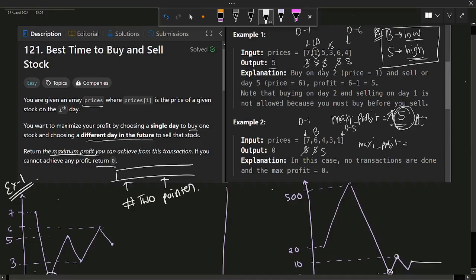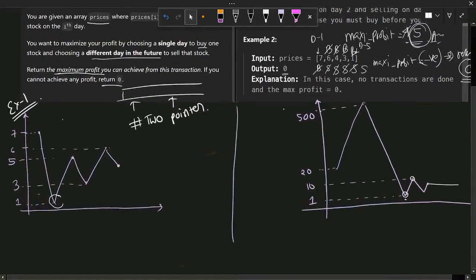Again, the profit is negative. 4 minus 6 is negative. We found another new smaller value than the initial buy value. Shift the buy to the next and sell to the next. Again, the profit is negative. If we keep doing it, we'll eventually get out of the bounds of prices and our profit will be negative. So whenever our profit is negative, we will simply return 0. 0 is our answer. Now let's look at the graphical representation of this question.